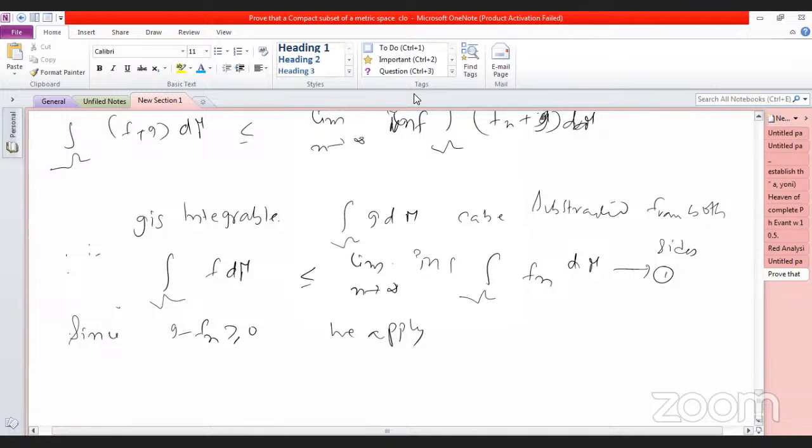So in Fatou's theorem we are taking here g minus f_n. See here, since g minus f_n is greater than 0, we apply Fatou's theorem. The Fatou's theorem we are applying here.